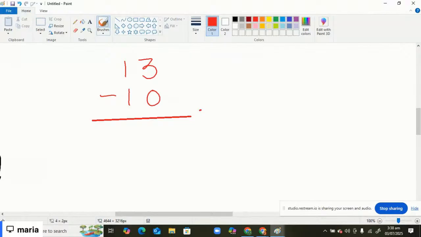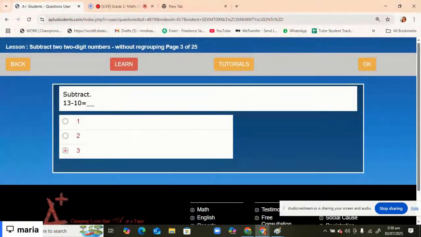Can you guys tell me what is the answer of this? That is 3. And 1 minus 1 is 0. So we go with the answer 3. Let's check.